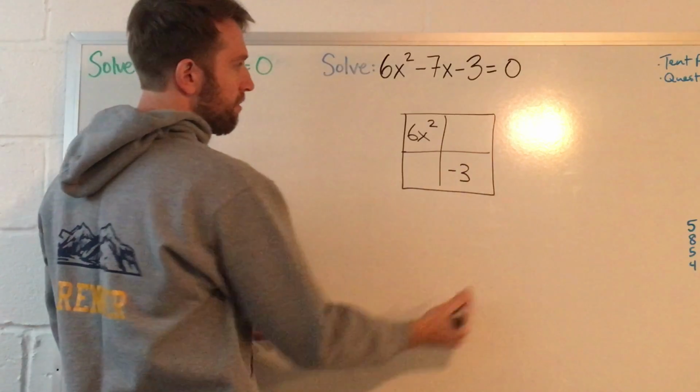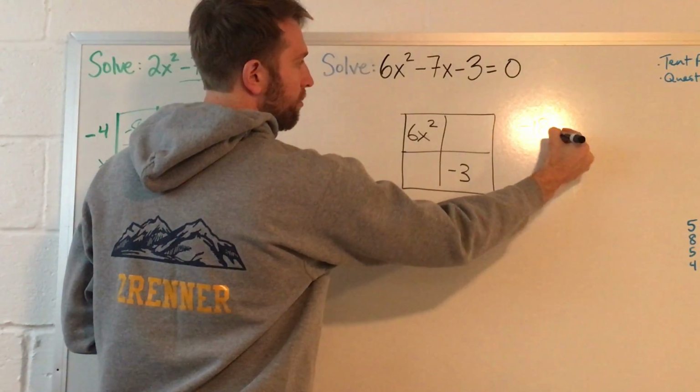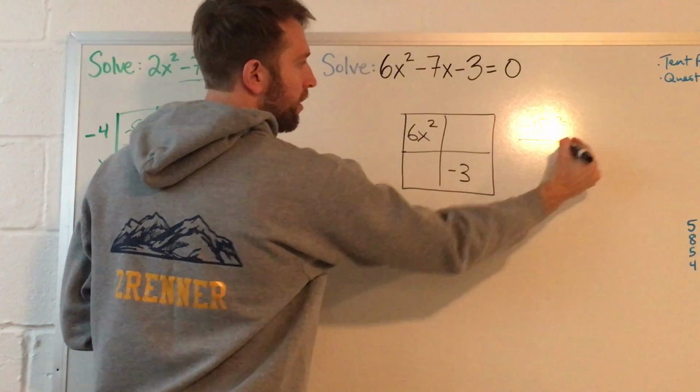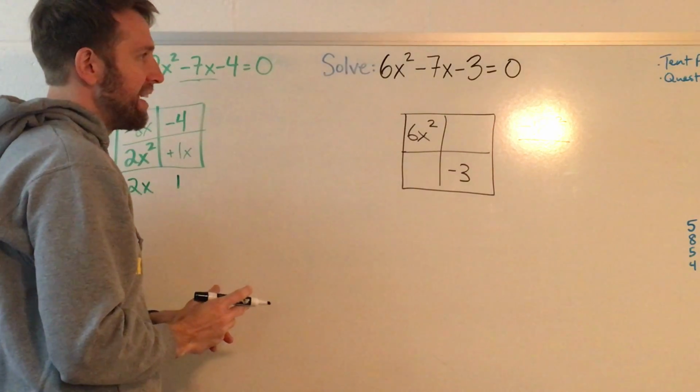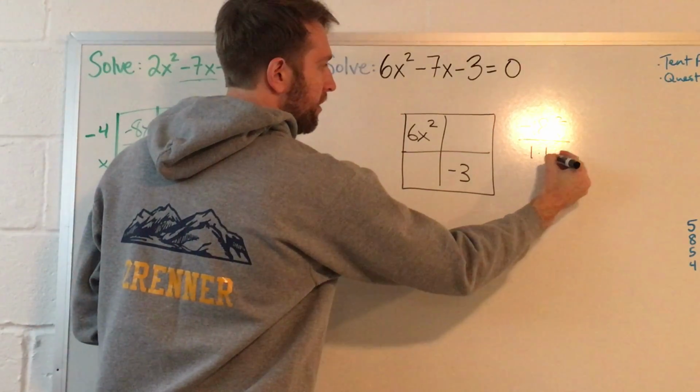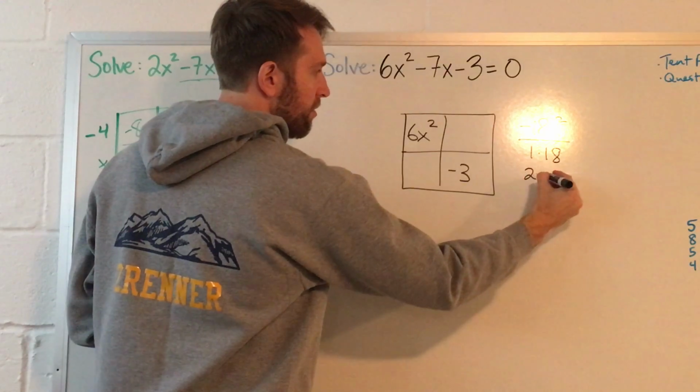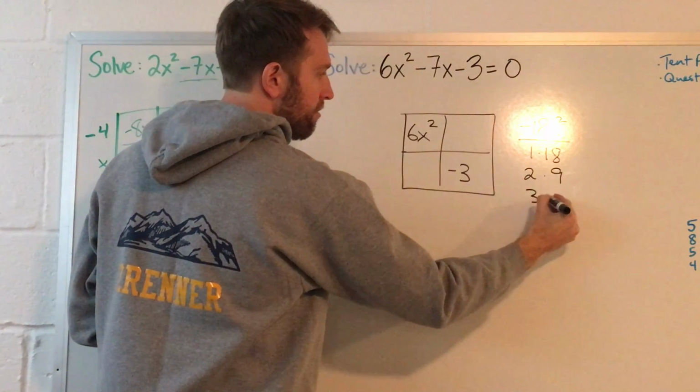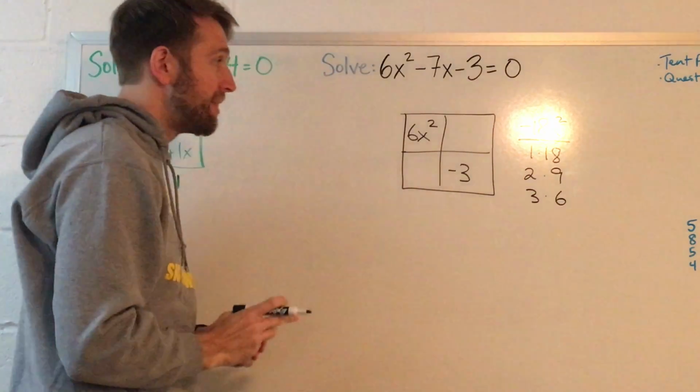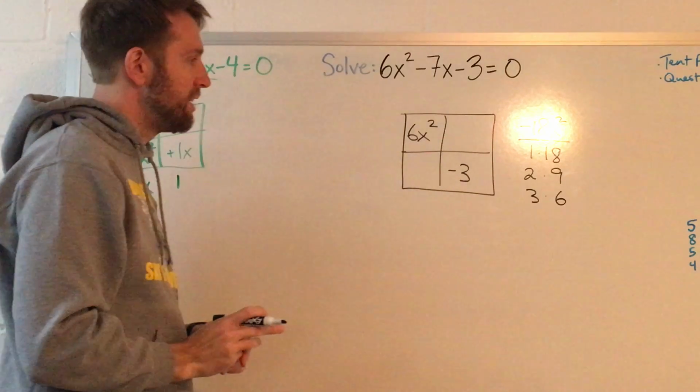6 times -3 is -18. And it's really -18x squared. Ways to factor -18. I'm going to go ahead and list the factors of 18 first. But these are not -18 yet. I do need a negative.